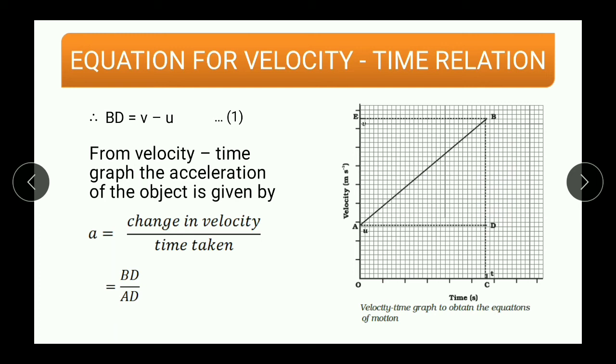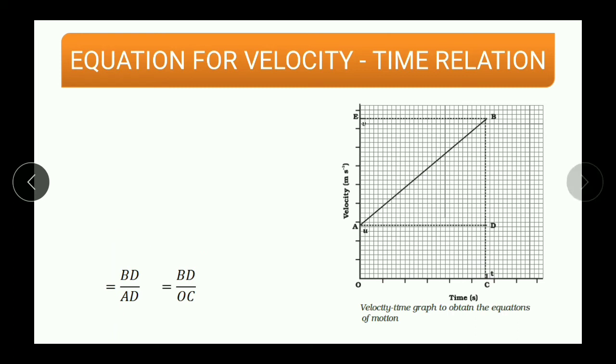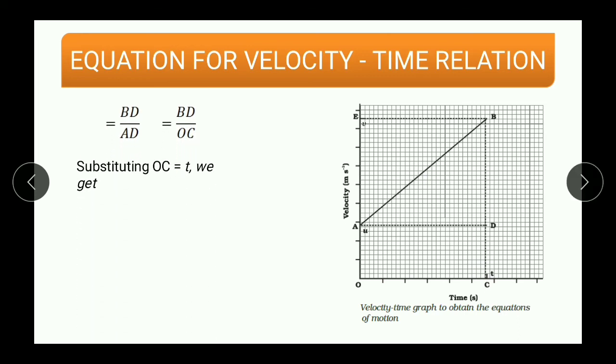So BD upon time taken will be represented by AD, because AD is equal to OC. So we can write BD upon AD. We can also write it as BD upon OC. Fine. Let us move on to the next relation. Let us move this above. Okay. Now here OC is nothing but time taken. So we have to substitute it. So A is equal to BD upon T.